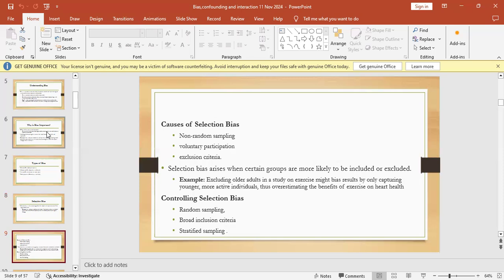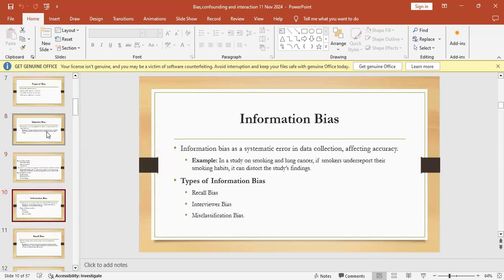Now, controlling selection bias. This can be controlled by random sampling, broad inclusion criteria, and stratified sampling techniques. Information bias is another type of bias in which a systematic error in data collection affects accuracy. An example is a study on smoking and lung cancer: if smokers underreport their smoking habits, it can distort the study findings.